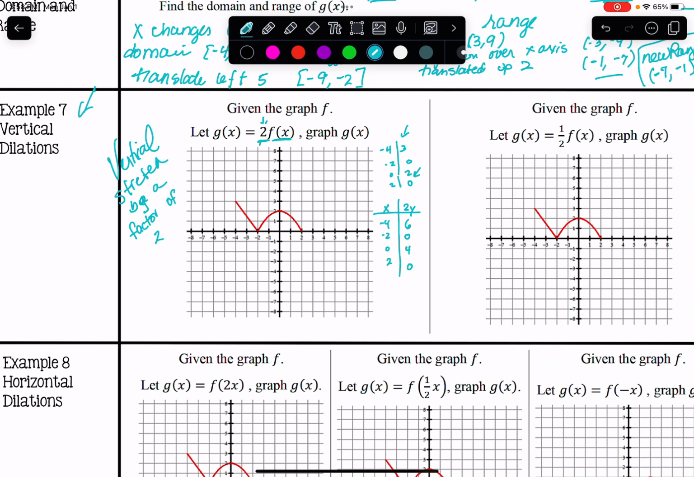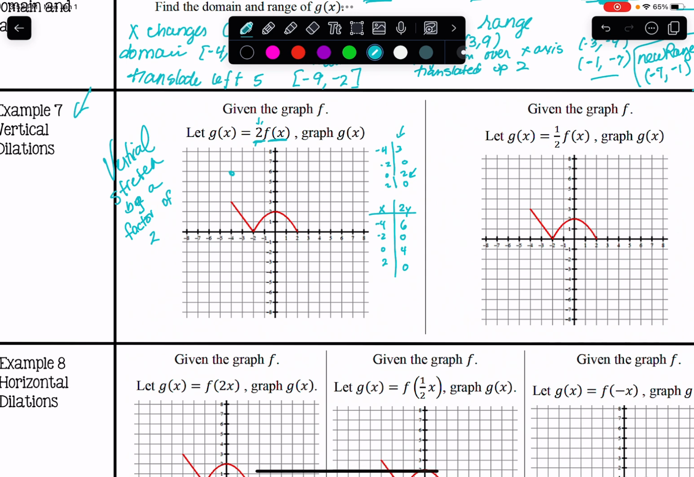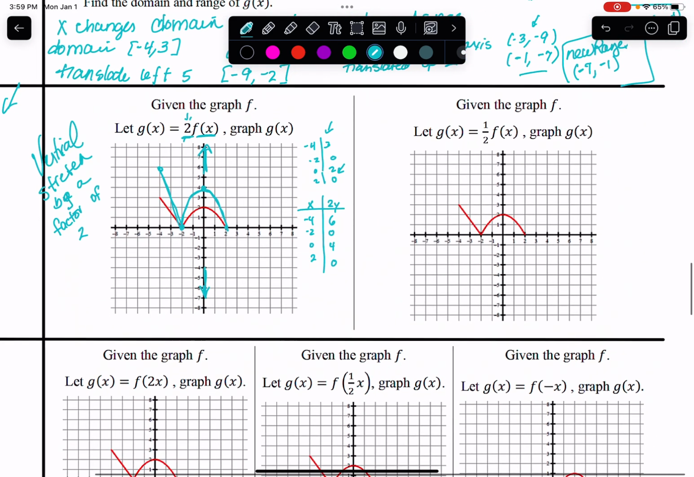So now I can just plot those points. -4 would be up here at 6. And then at 0 it would be at 4. And then at 2 it would be 0 again. So we come down as straight as I can, and then the curved part would look like that. So there is a vertical stretch by a factor of 2. If you were pulling it this way and this way, that's vertically, it would get skinnier. So that's why it looks thinner, I guess you could say.